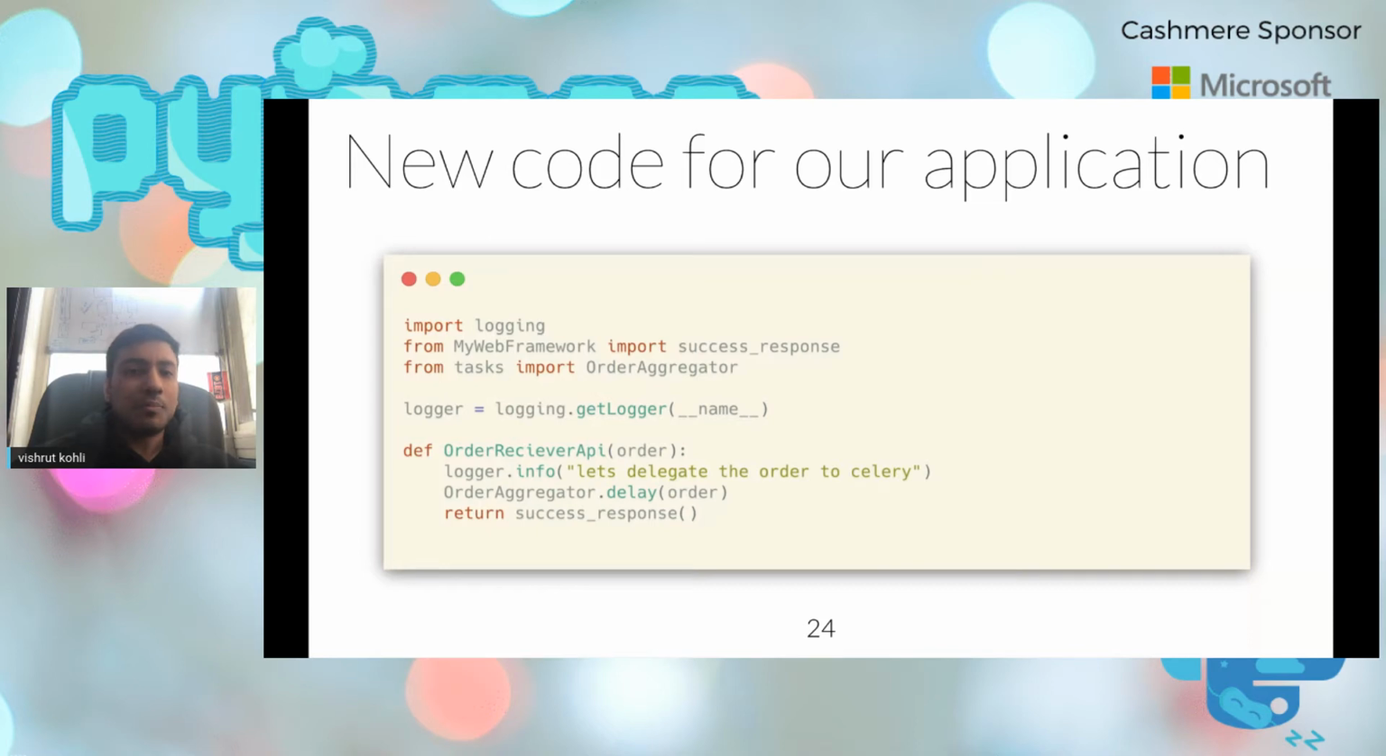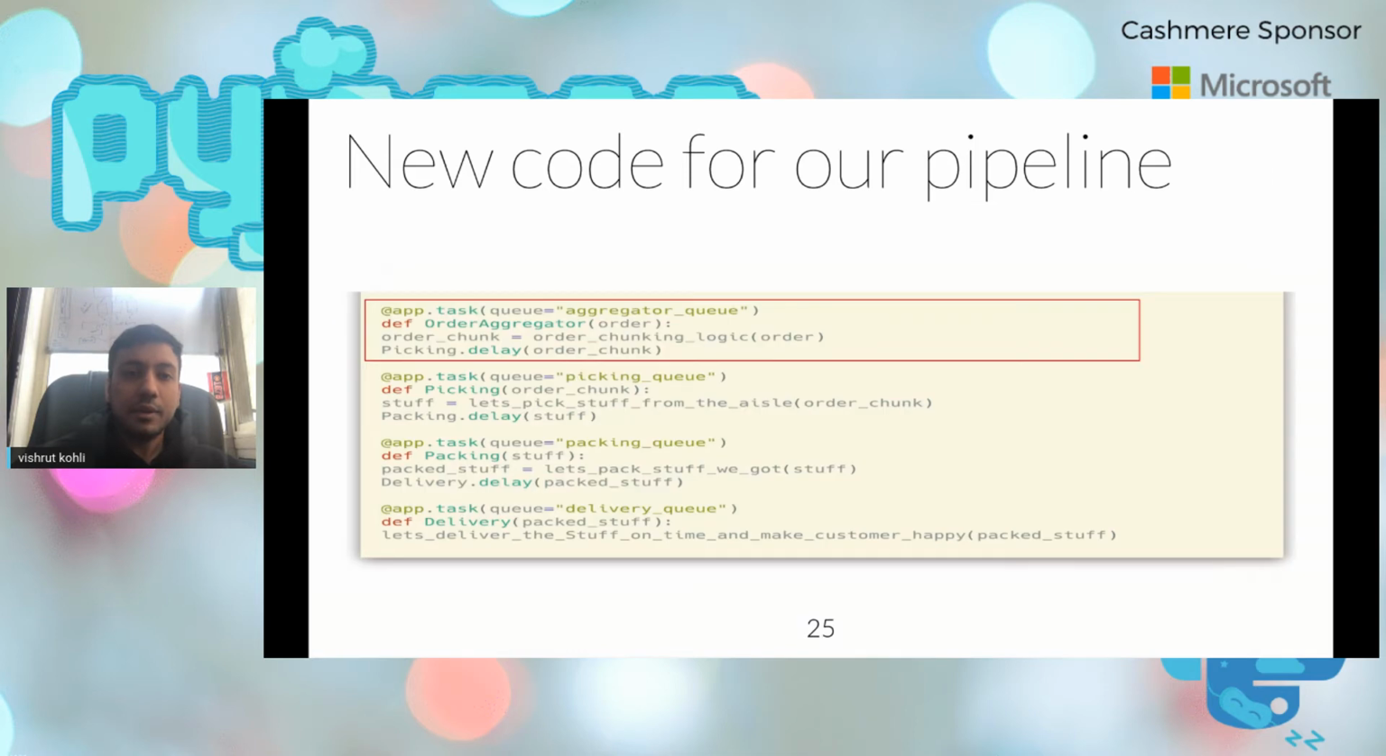So there is not much change in the code for our application, but instead of offloading it to the picking worker like before, we will offload it to the order aggregator worker. And the pipeline is also pretty much the same, just one more task named order aggregator is added, which contains the order chunking logic. And instead of passing just one order to the picking worker, it passes a chunk of orders to the picking worker.